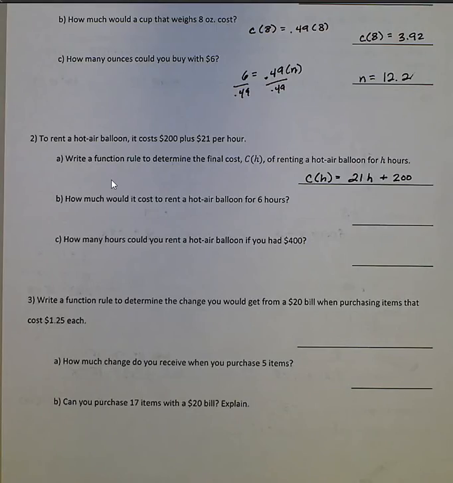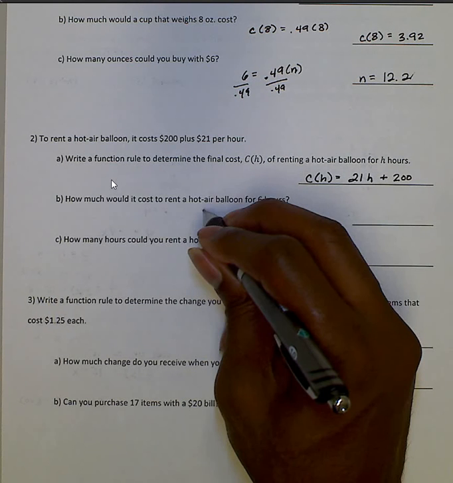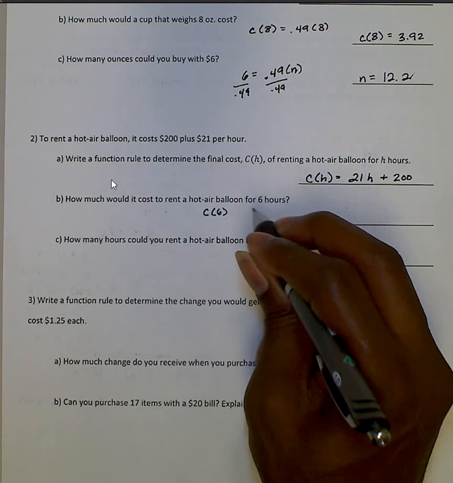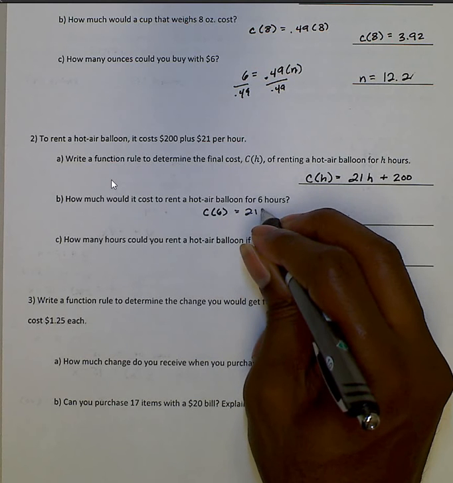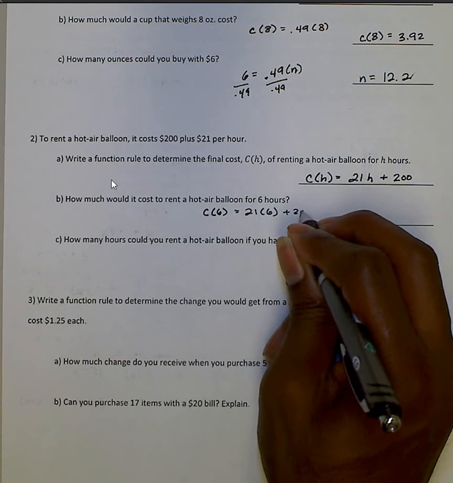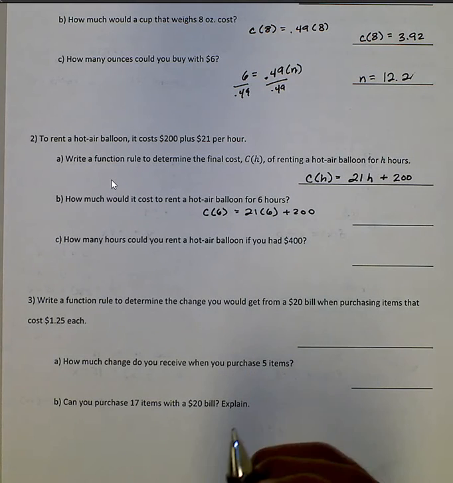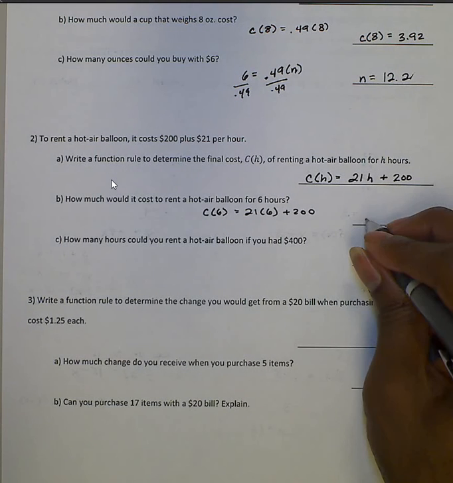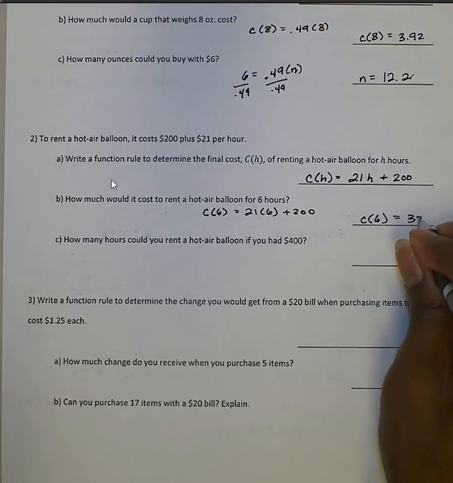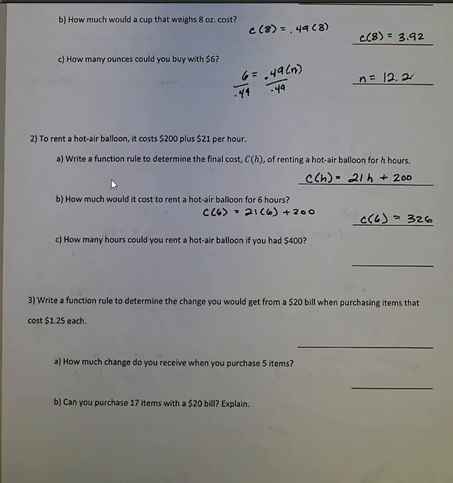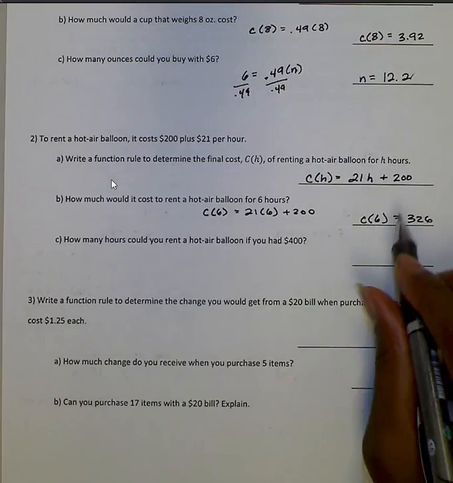Next question, basically making sure that we can utilize this equation. So we'll say C of 6 equals 21 times 6 plus 200. 21 times 6 should be 126. 126 plus 200 is 326. And then the last question says, how many hours could you rent a hot air balloon for if you had $400?